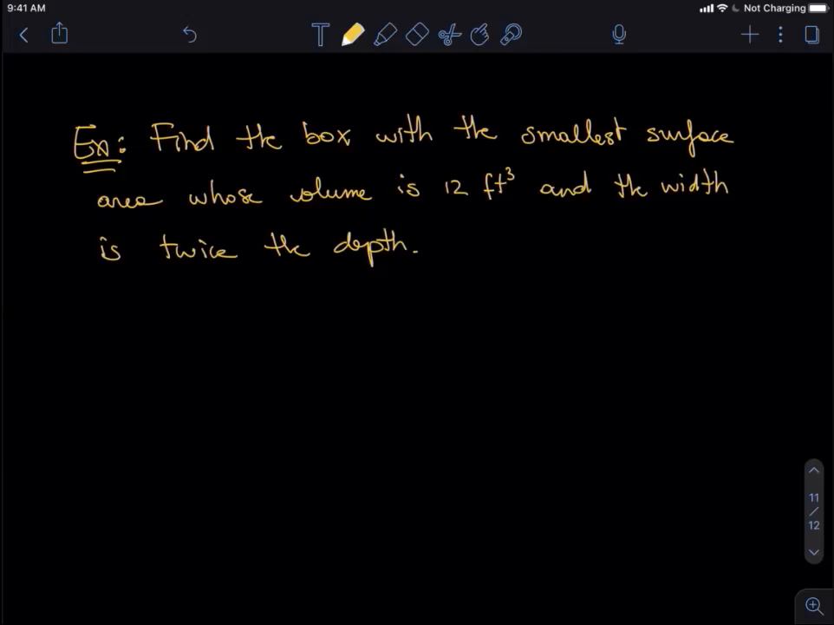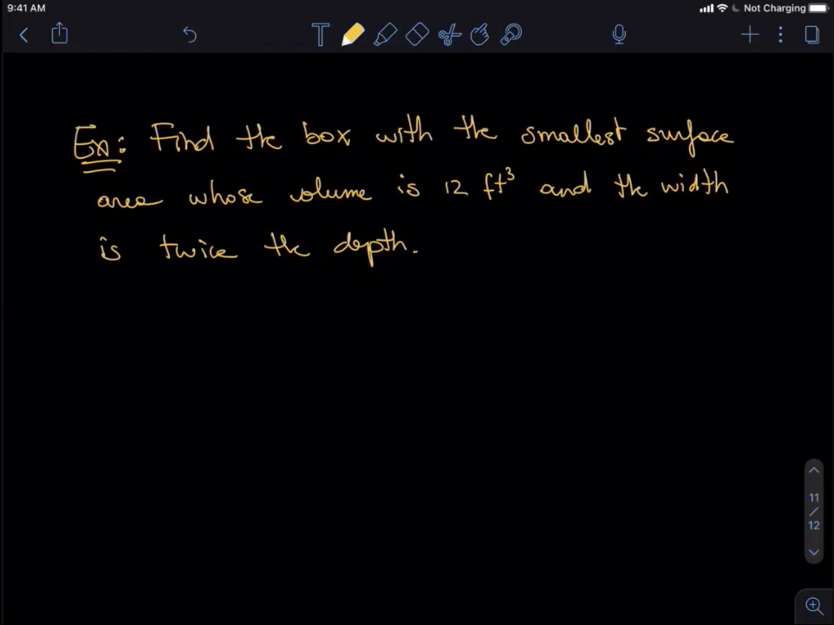In this example, we are going to find the box with the smallest surface area whose volume is 12 cubic feet and the width is twice the depth. This type of problem can be, for example, imagine that you were trying to spend the least amount of money in cardboard to produce these boxes for a given product, and you need to minimize the cost of the cardboard. So that you would want to spend the least cardboard possible, so you would want a small surface area.